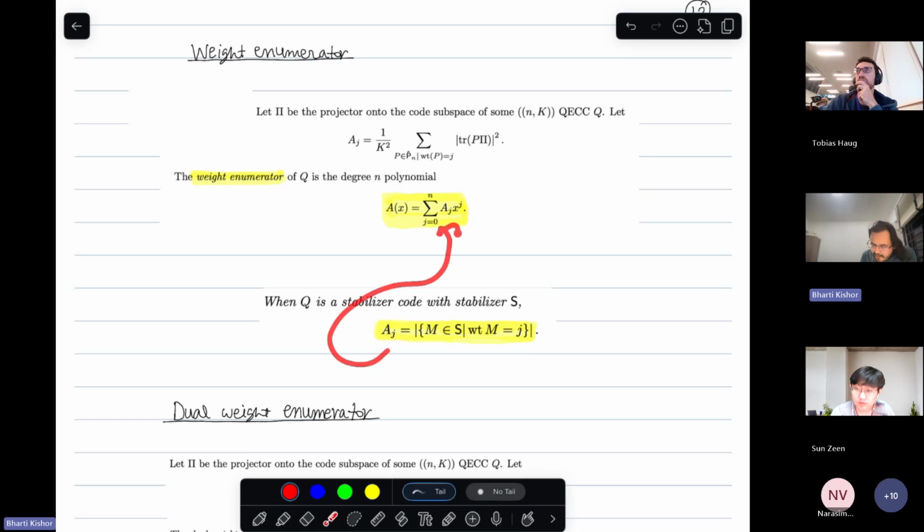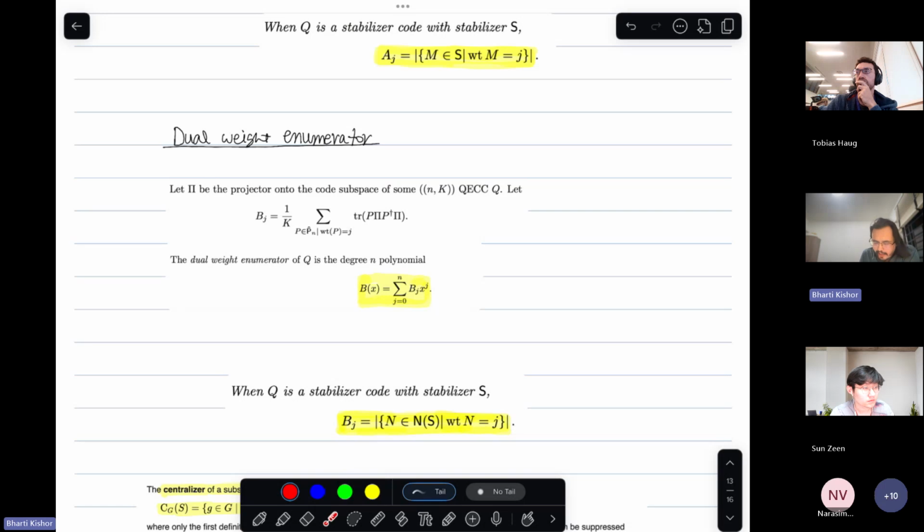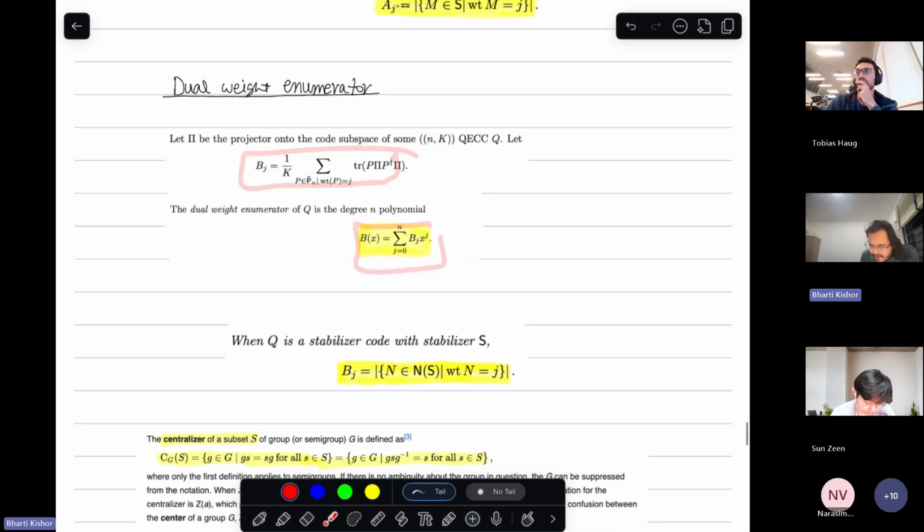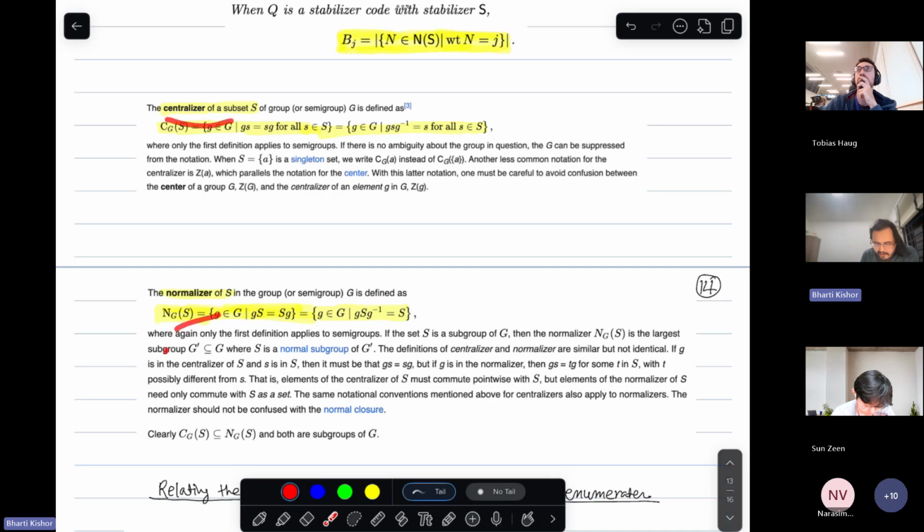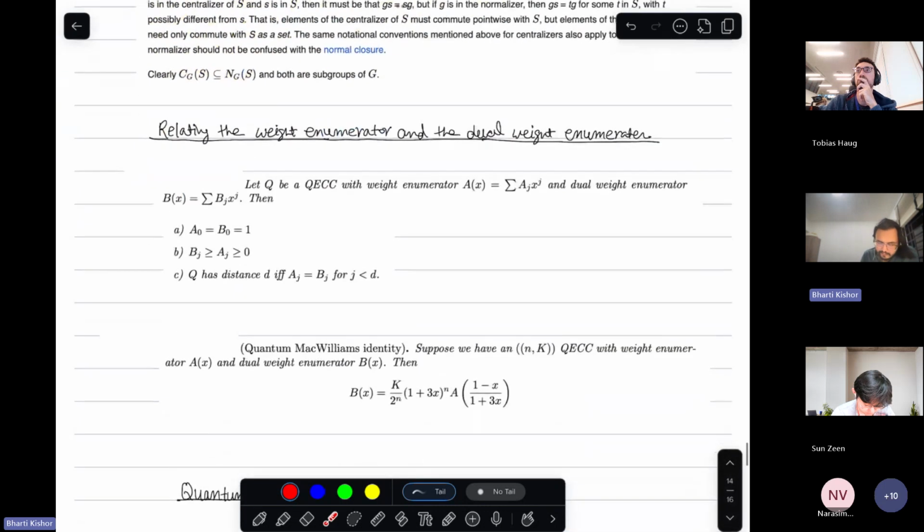Those numbers you feed in here and you will get a polynomial. And that polynomial is called the weight enumerator polynomial. Okay, so you understand what this A(x) is. The dual weight enumerator polynomial is also defined in the same manner, with the difference that now you don't look at the stabilizer, but you look at the normalizer of your stabilizer. So that is your dual weight enumerator. And I just wrote here what the normalizer and centralizer are, and what they are needed for.